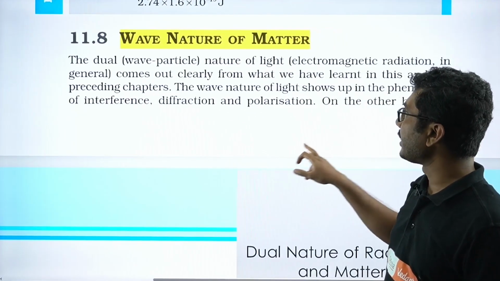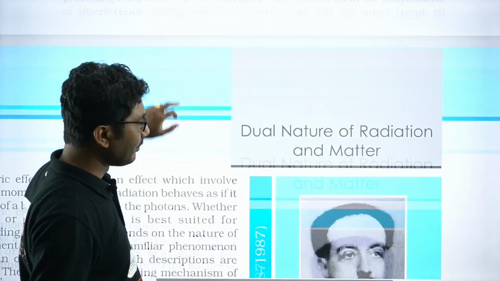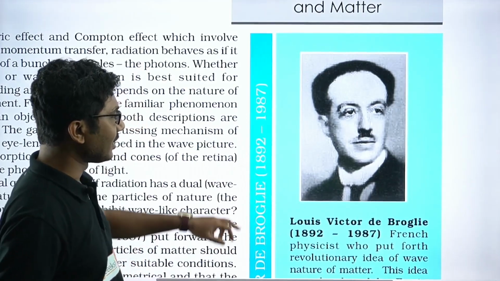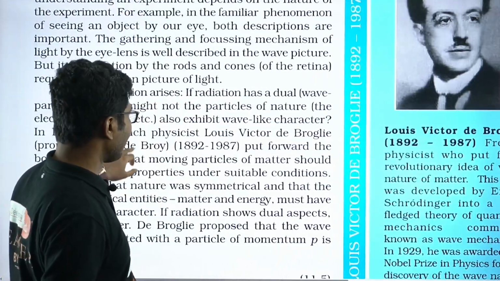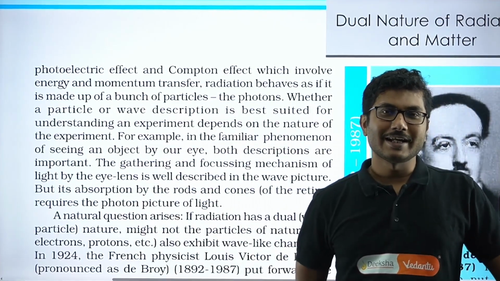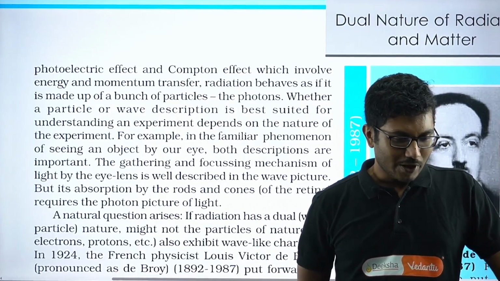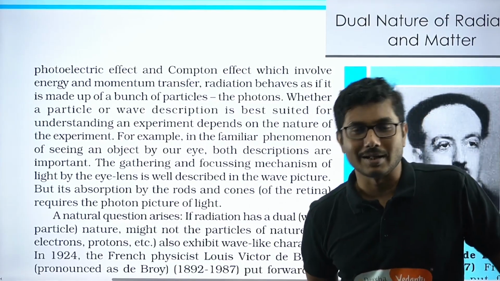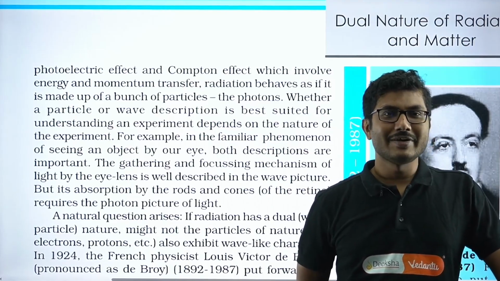Now wave nature of matter, this is another interesting part. There was a history student called Louis Victor de Broglie. He was studying history at that point of time, and then Einstein gave his famous theory of photoelectric emission. Then he thought, okay, what Einstein is saying is that light, which is a wave, is behaving like a particle, or photons. So he thought that nature is very symmetrical.